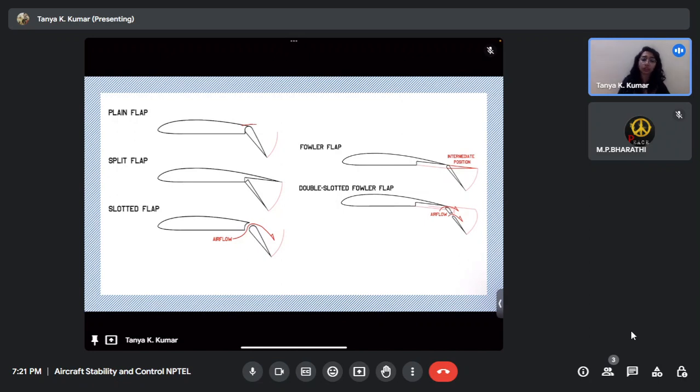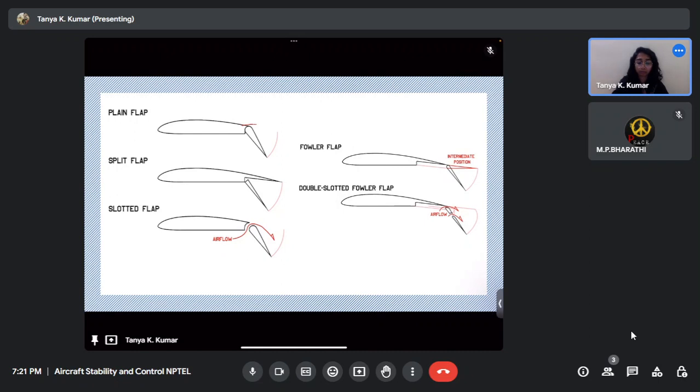Okay. Then you have something known as the Fowler flap. Fowler flap is where it's a split flap that comes out and then deflects downwards. What is the benefit of this? How is it different from split flap, plain flap, or what is the benefit, or what is different?